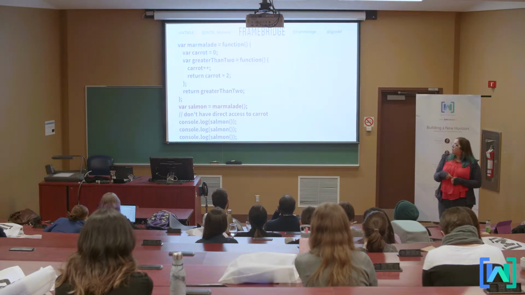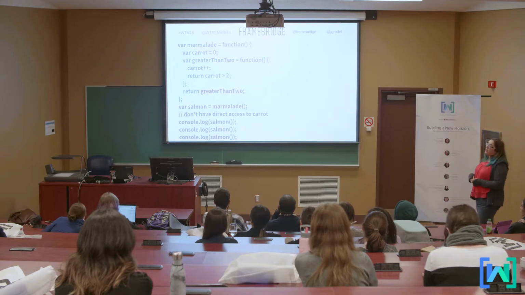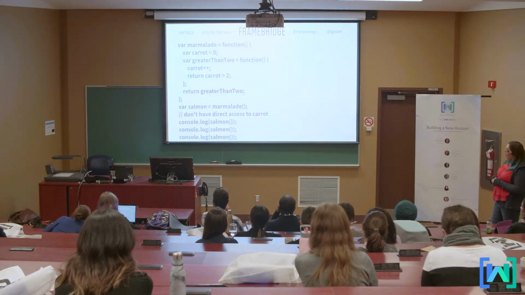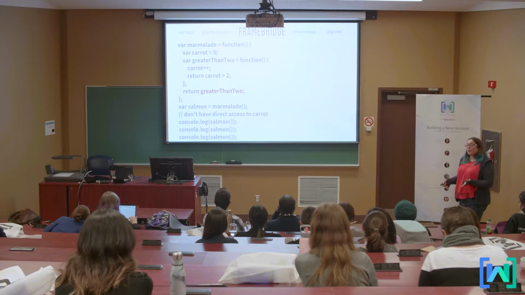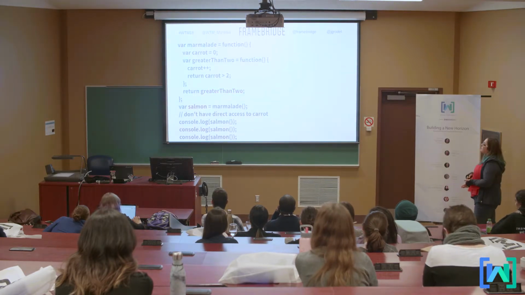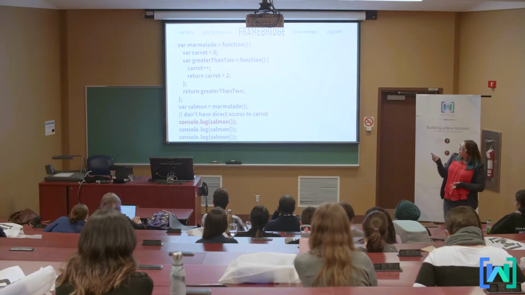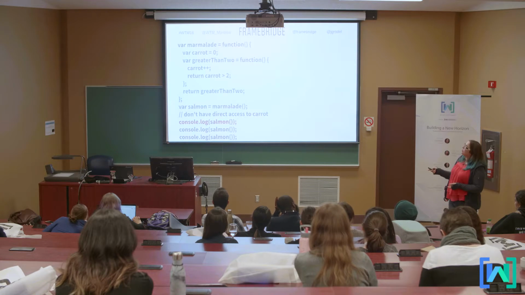And so here, I'll say var salmon equals marmalade and execute marmalade. And what we'll get from that is greater than 2. I'll have access to greater than 2, but I won't have any direct access to caret. And I can come down here and call salmon. Salmon will go through. Salmon is greater than 2.